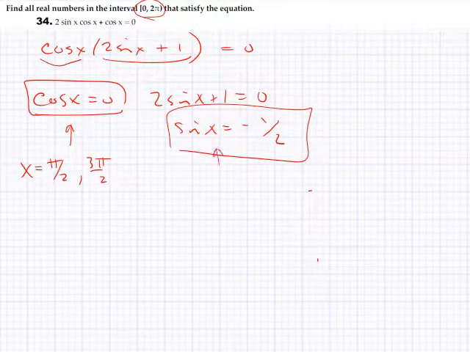And what angles would satisfy sine x equaling negative a half? That would be multiples of pi over 6 that would be negative when you take the sine of them. So that would put me in quadrant 3 and 4. That would be 7 pi over 6 and 11 pi over 6.